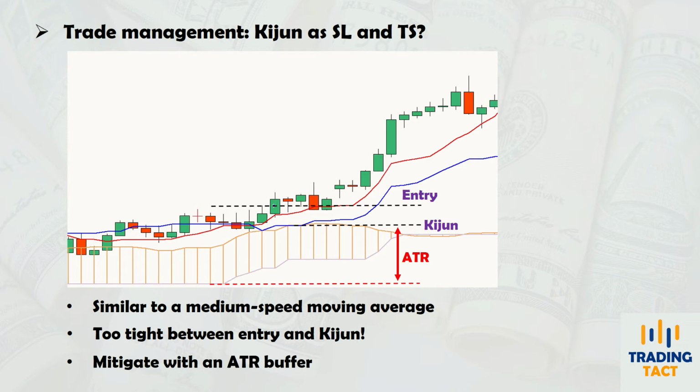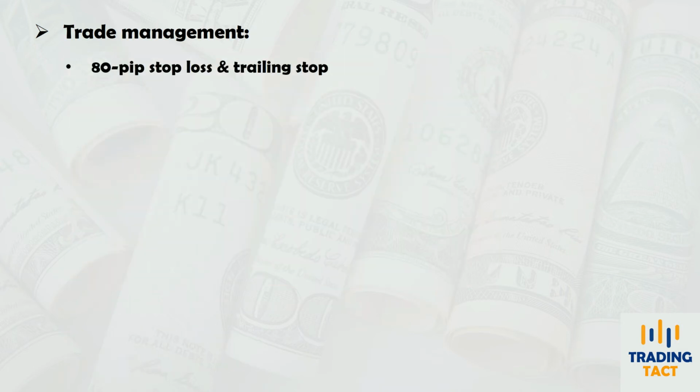One way to mitigate this is to place a buffer between the Kijun and the stop loss. For example, for long trades, you can place the stop at 1 ATR below the Kijun. For this case, instead of using the Kijun, I will simply implement an 80 pip stop loss and trailing stop. Finally, to avoid weekend gaps, I will exit the trade on Friday at 4 PM New York time.